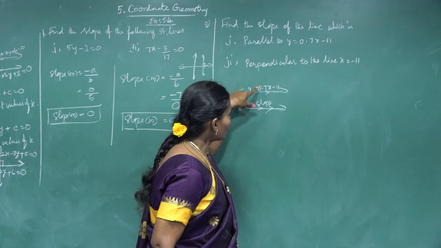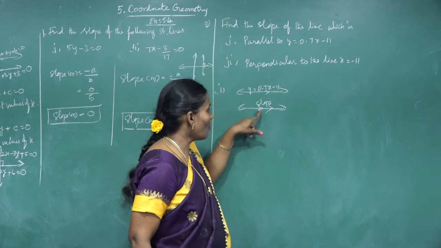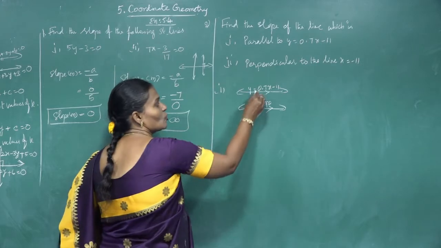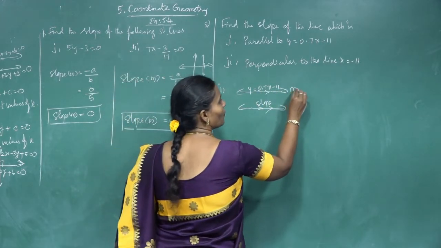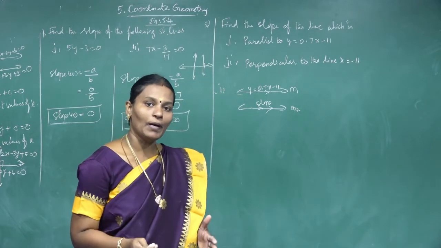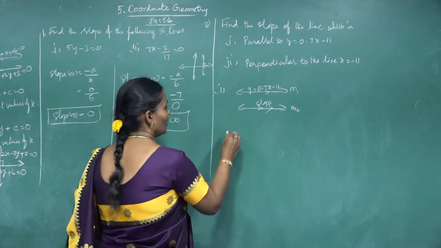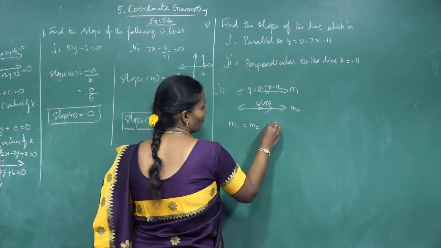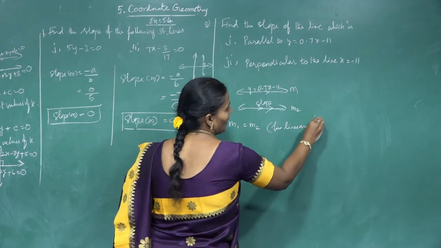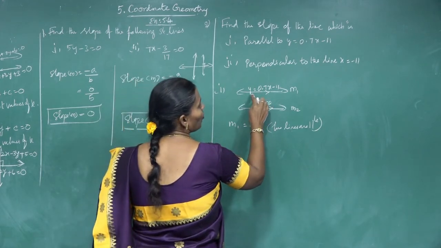So the given line is parallel to this line, and you have to find out the slope of this line. How do you find out the slope? If these two are parallel, you consider this slope is m1 and this slope is m2. So what is the condition? If two lines are parallel, then m1 is equal to m2. The slopes are equal, because the two lines are parallel.